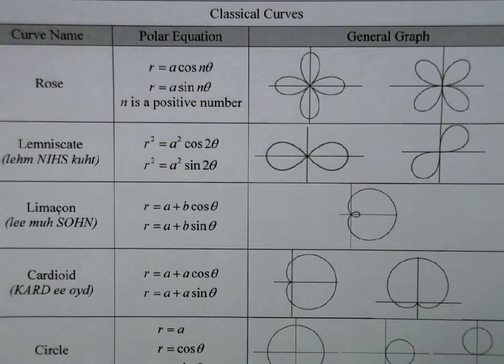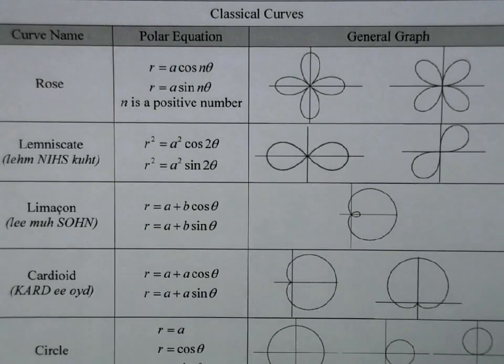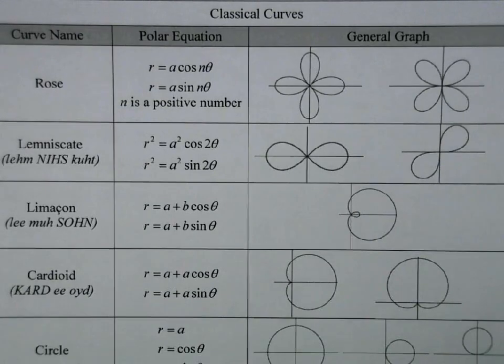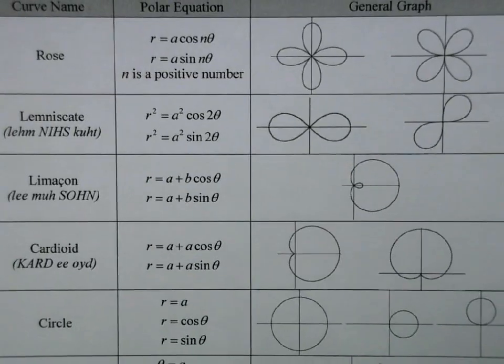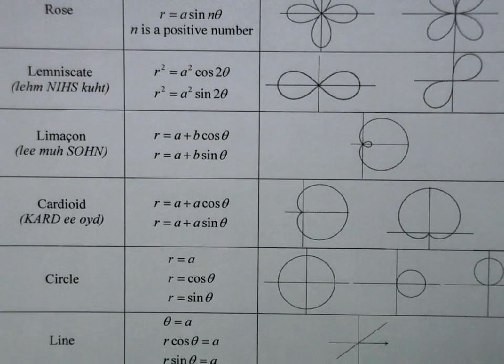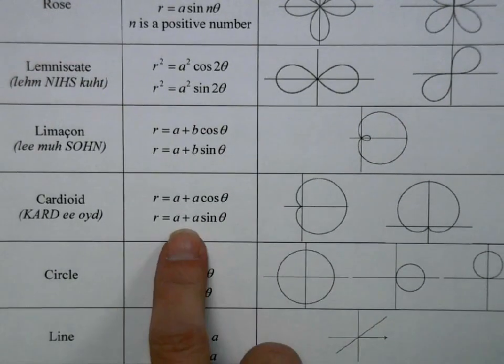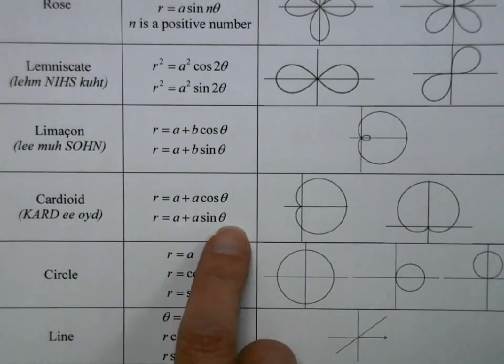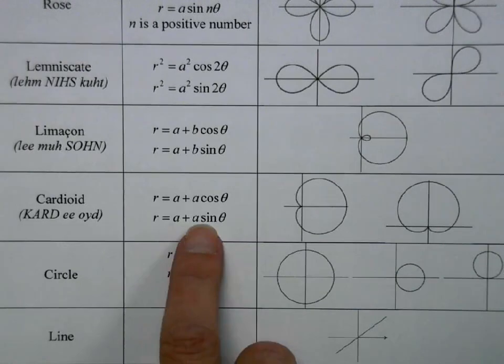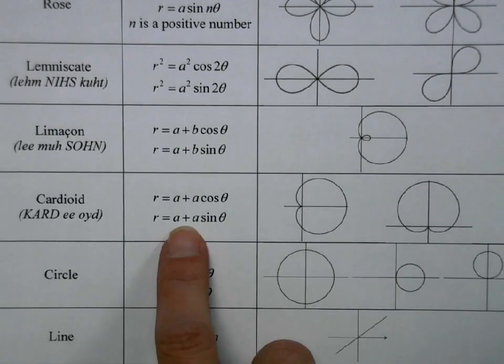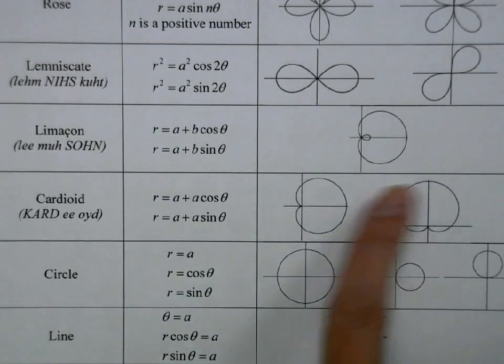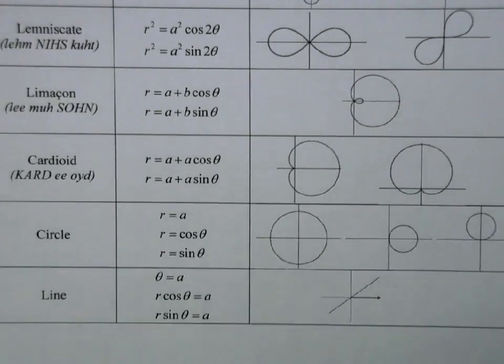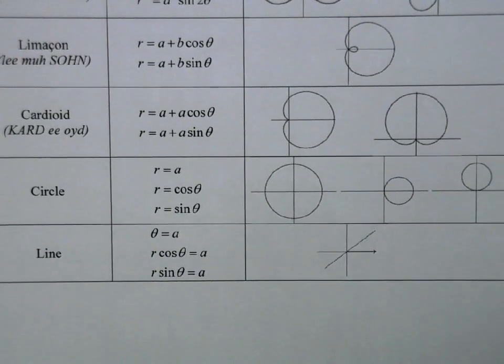So if n is even, then you have twice as many petals as whatever n is, and if n is odd, that's how many petals you will see. Lemniscate, we'll see sometimes, not a whole lot. Limaçons and cardioids are similar, just in the structure. If the a and the b are the same, we consider that a cardioid, or kind of a heart-shaped graph. And then, of course, circles and lines.